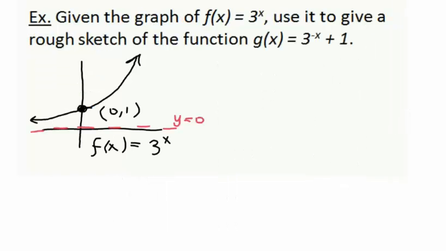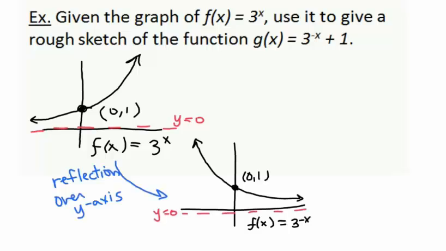Let's take a look at an example where we begin with our base exponential graph, 3 to the x, and we want to make some manipulations to this base graph to get a new function that we call g of x is 3 to the negative x plus 1. Now first I want to deal with the negative x. This negative x is going to cause a reflection over the y-axis.